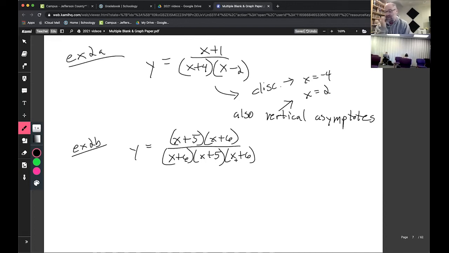All right, since there are common factors, you basically just end up with 1 over x plus 6, right? After you cancel those. So this is the only vertical asymptote.